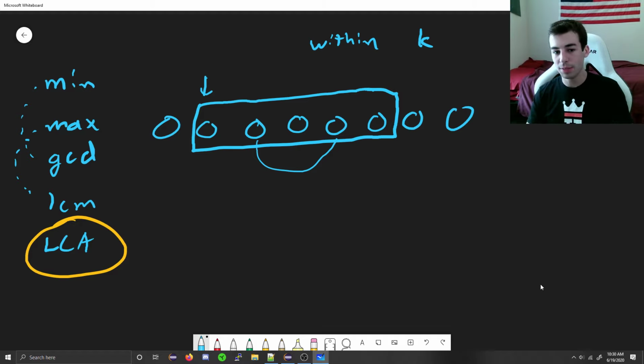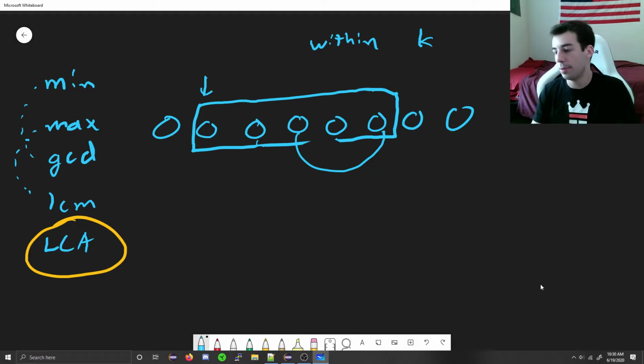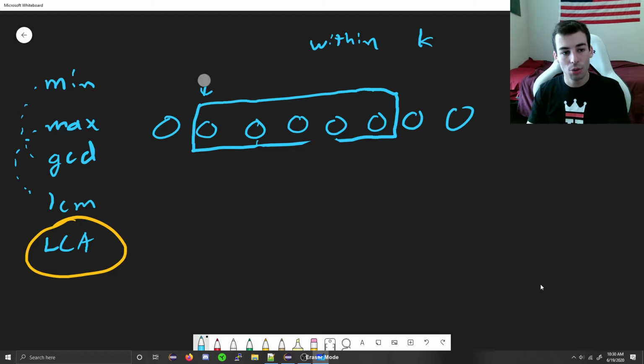So maybe this pair is within k. Maybe if we look at some other pair, this pair here is also within k. Maybe this pair here is within k, but this pair here isn't within k. So in that case, the range would be bad if these two are too far apart. But if every pair of numbers within this range is within k, then we're fine. So that might seem like a little tricky of a problem to solve initially.